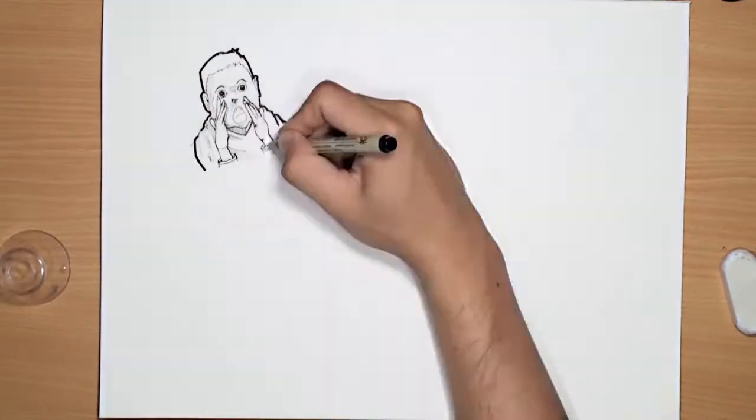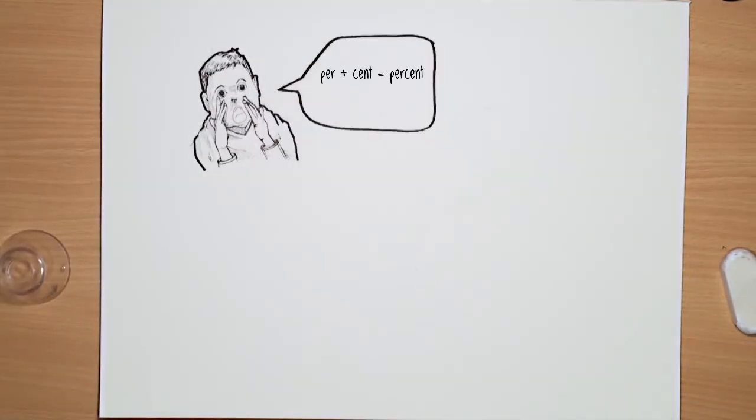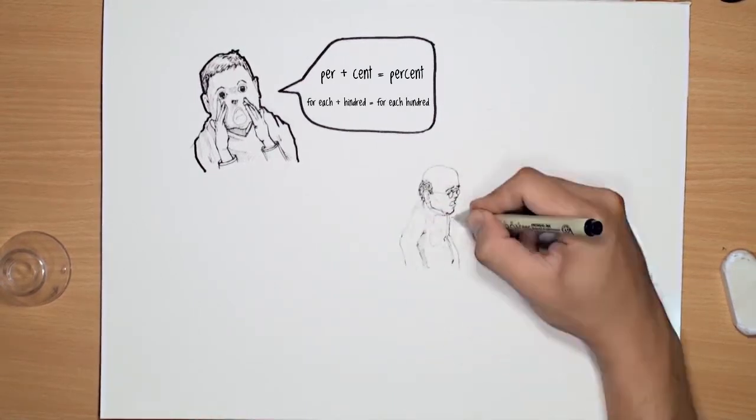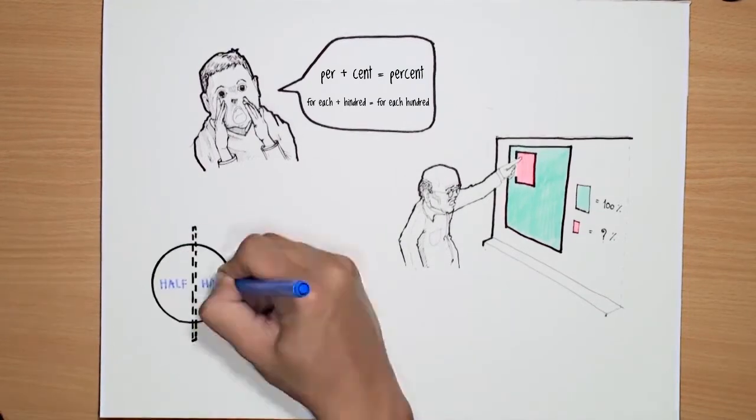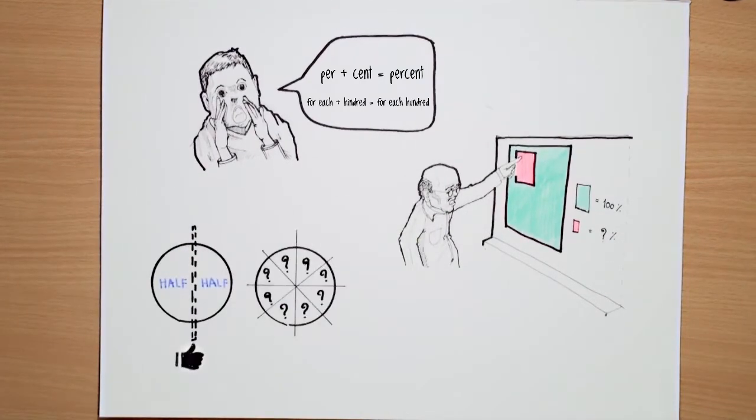The word percent is made of the two words per and cent, which means for each 100. Percentages are used to ask someone how much of something they have or want, which is easy if you have half of something, not so easy if you have a 20th.